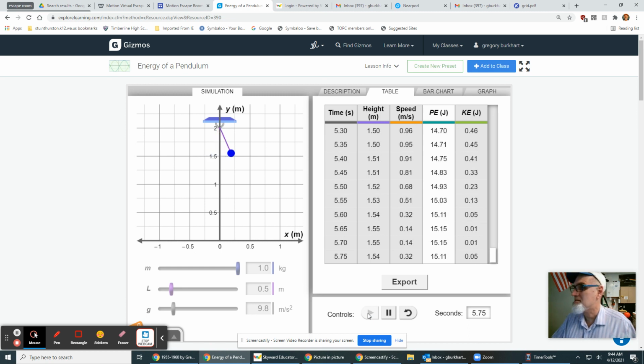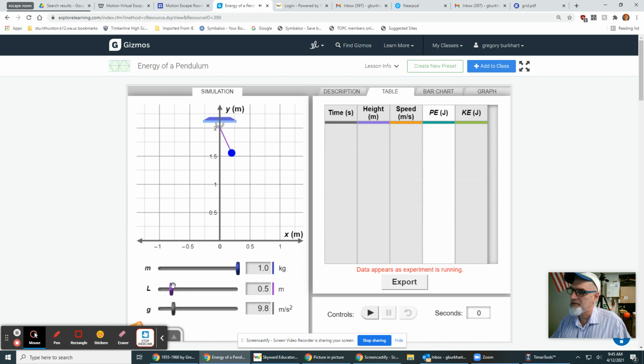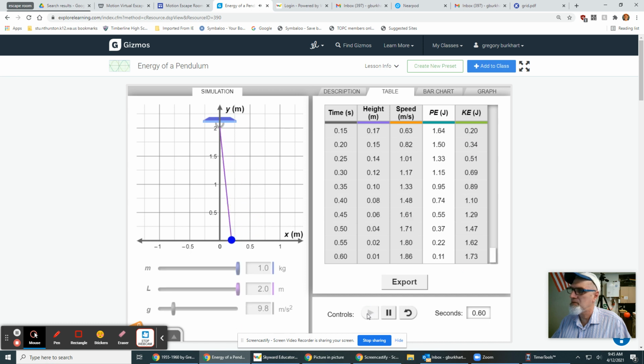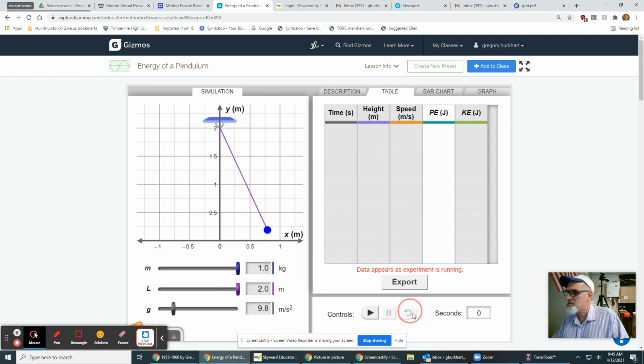Oh, you know what? Honestly, that was definitely slower. Before I was seeing velocities of 1 point something, and now I'm not seeing any velocities that are 1 point something. I'll show you. Let's go back to making this 1. So just make it 2. Yeah, see, now it's definitely faster. So changing the length of the string makes it faster. More string, faster.